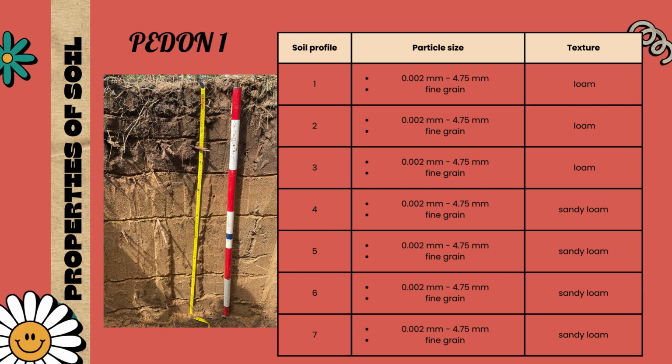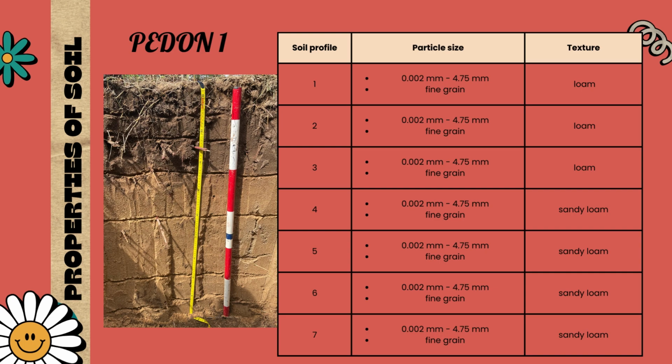So now, I will explain the properties of soil for Padum 1. The soil was divided into 7 layers. The texture of the first to third layers is loam. From the picture, we can see plant roots can reach the third layer. Loam provides a favorable environment for plant roots to penetrate and access nutrients and water. And they are also fertile, easy to work with, and provide good drainage.